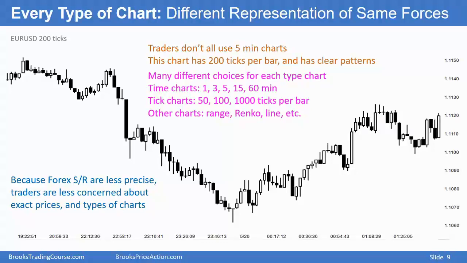It doesn't matter what type of chart you use. You could use time charts using any amount of time per bar, 1 minute, 15 minutes, 60 minutes. You can use tick charts that have any number of ticks per bar, 50 ticks, 219 ticks, 1,000 ticks. You can use other types of charts as well. It doesn't matter. They're all representations of what the market is doing, and the patterns are going to be similar on all charts.